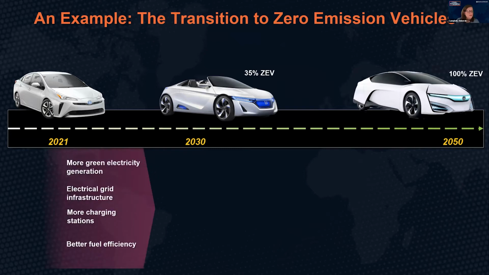If we look at 2021, our current fleet is predominantly internal combustion engines with some hybrids and a little over 2% EVs.